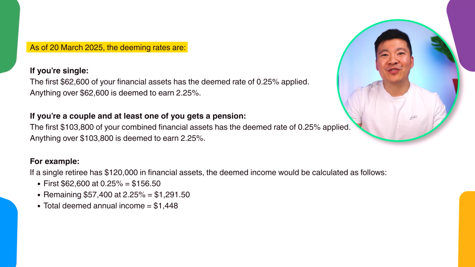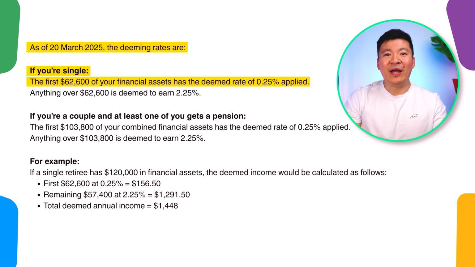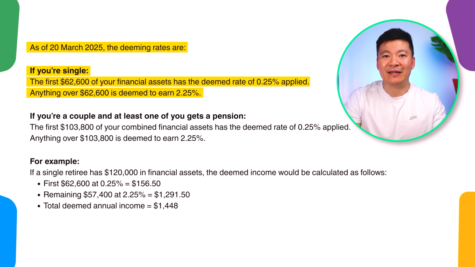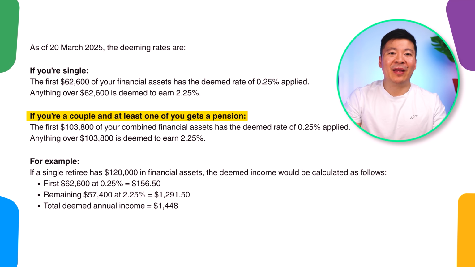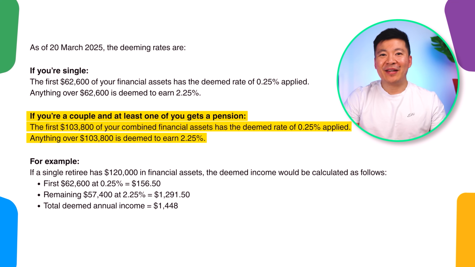As of 20th of March 2025, the deeming rates are: if you're single, the first $62,600 of your financial assets has the deemed rate of 0.25% applied. Anything over $62,600 is deemed to earn 2.25%. If you're a couple and at least one of you gets a pension, the first $103,800 of your combined financial assets has a deemed rate of 0.25% applied. Anything over $103,800 is deemed to earn 2.25%.